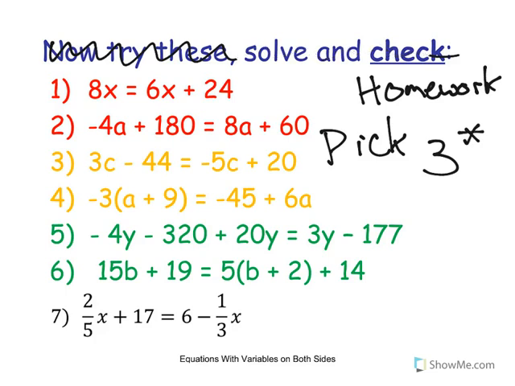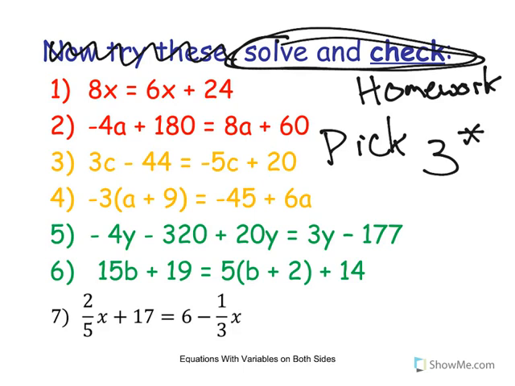So let me get rid of this here. All right, so again, guys, your homework is to pick 3 to solve and check. If you decide you want to do all 7, I will certainly give you some extra credit. I'll give you 15 points instead of 10. Number 7 obviously is going to be a pretty tough one. 5 and 6 are going to be tough too. All right, but you're going to pick 3 to solve and check, okay?